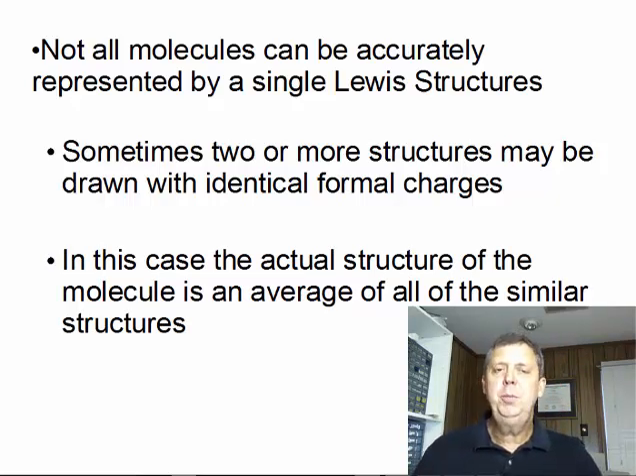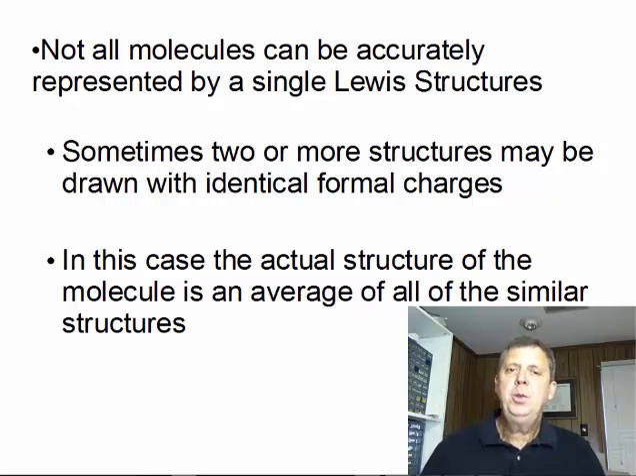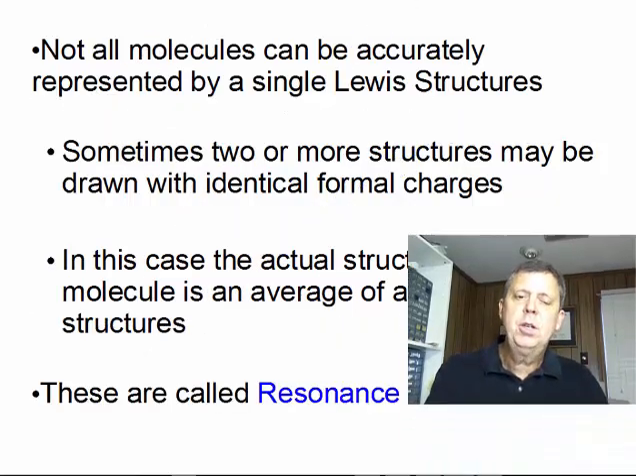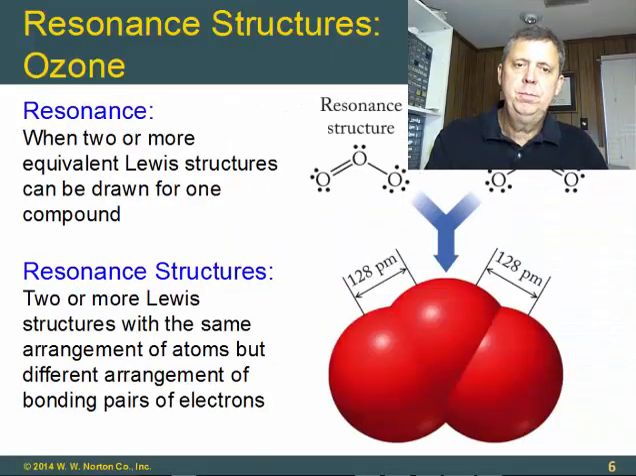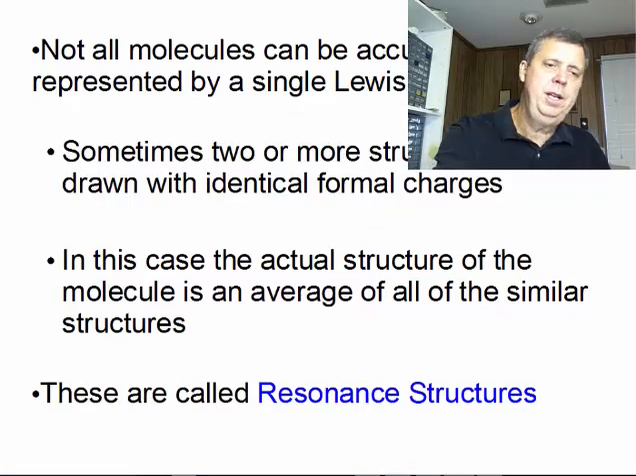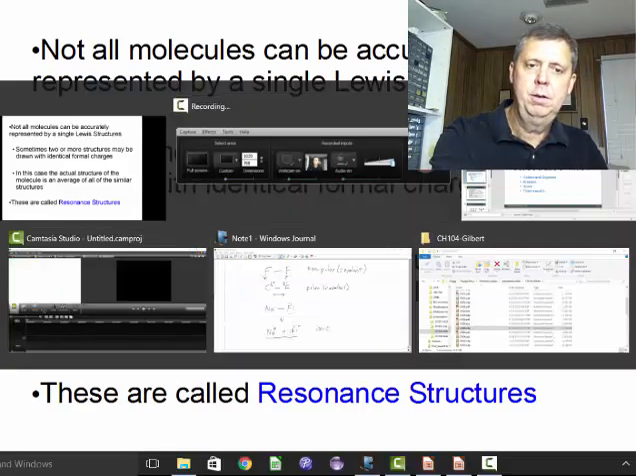But anyway, now basically there are two. What this means is there are two or more structures that we don't know which one is the true structure. So in this case, the actual structure is an average of all of the similar structures. And these are called resonance structures. So let me show you that. I'll work this out. I think it's easier to see.